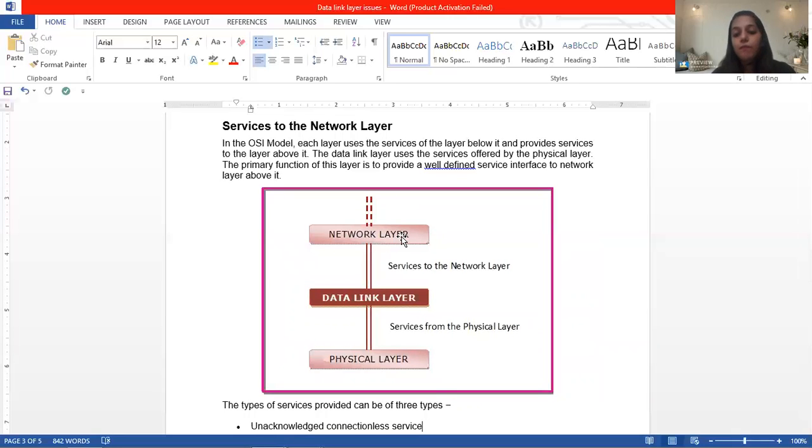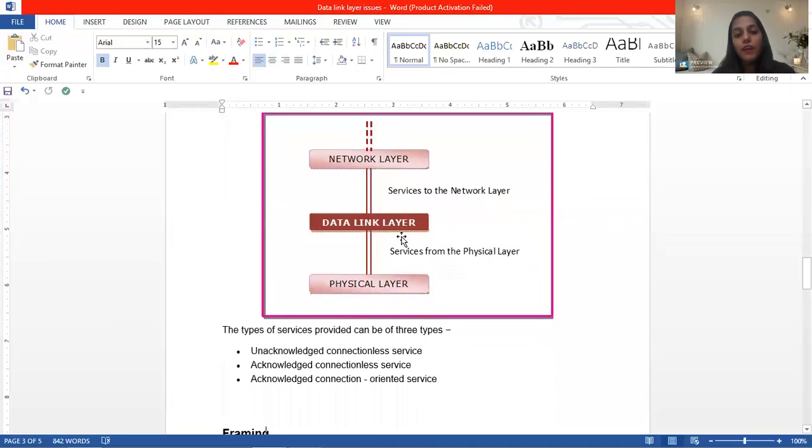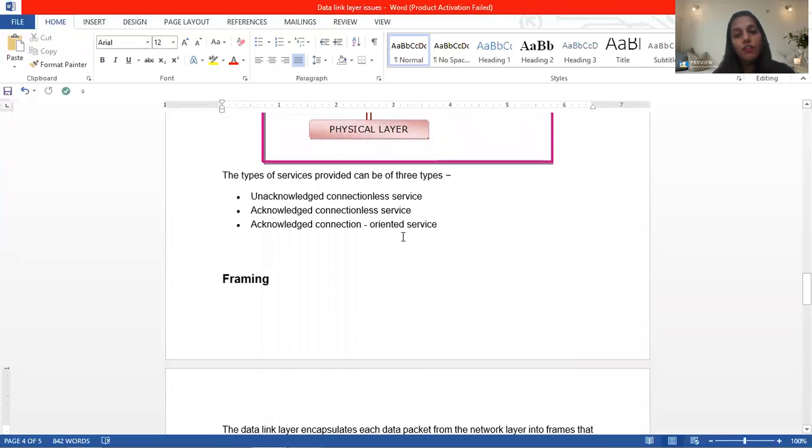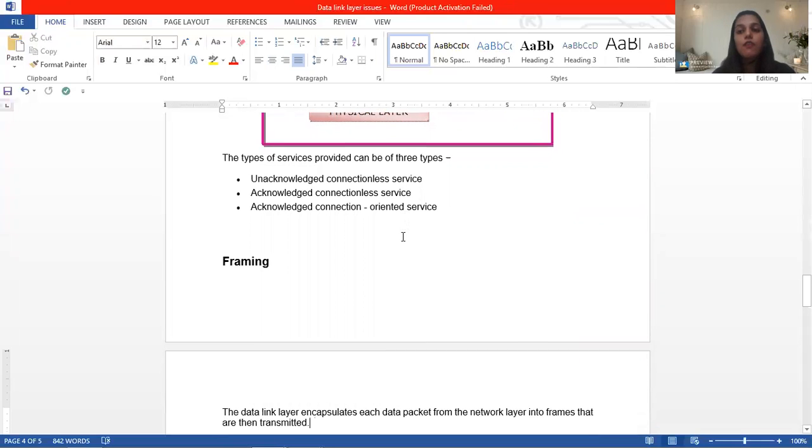So the type of services provided can be of three types: unacknowledged, acknowledged, and acknowledged connection oriented. So it is on the type of the data you transfer and the methodology you use, right?